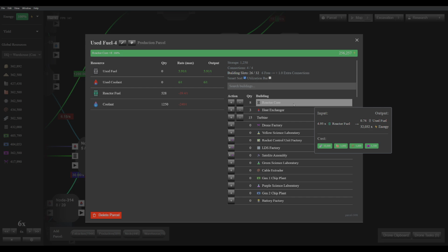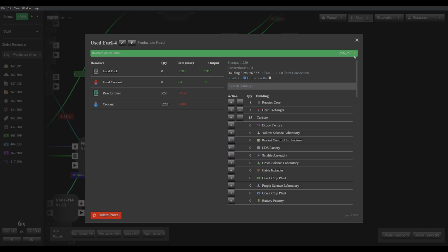So that gives us a total of 32,000 energy per reactor core. Since I have 8 of them, you times that number by 8, and that's 256,000. That's almost the amount of one of my small reactors. You times that by 5, and I believe it gives you 1.28 million energy for 5 energy cores. So it's a significant jump from my other one.